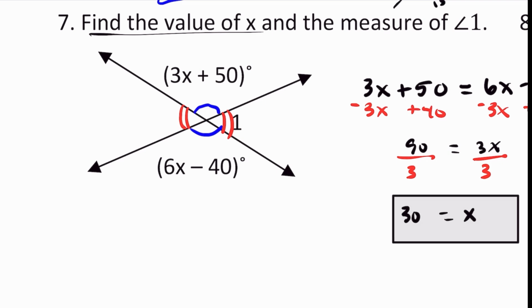But what we need to do here is figure out the measure of angle 1. I don't know what the measure of angle 1 is. That's what I'm trying to figure out here. So what do I need to do? I need to create an equation.